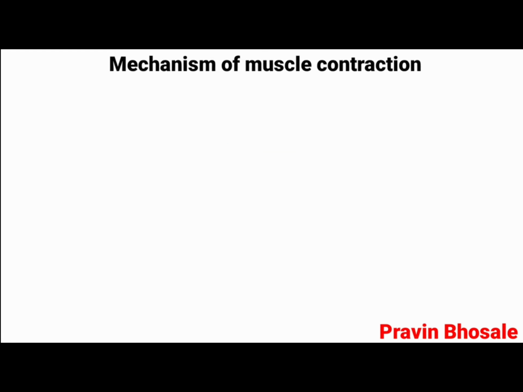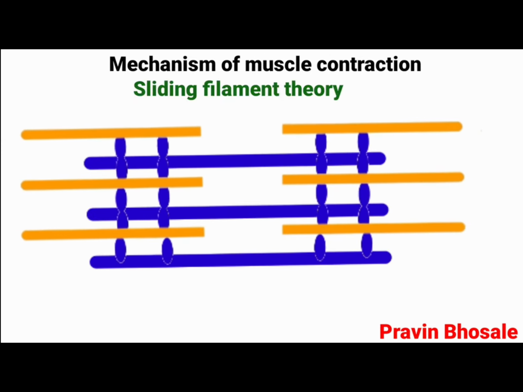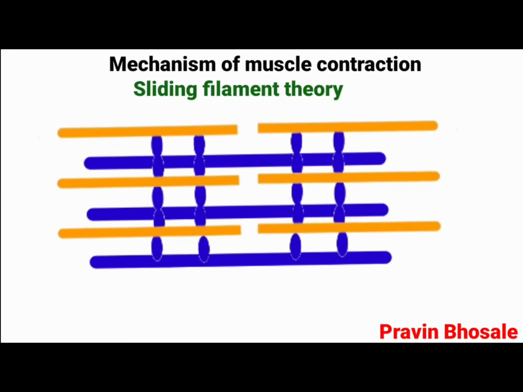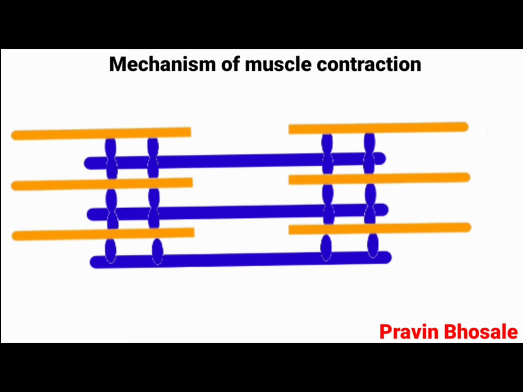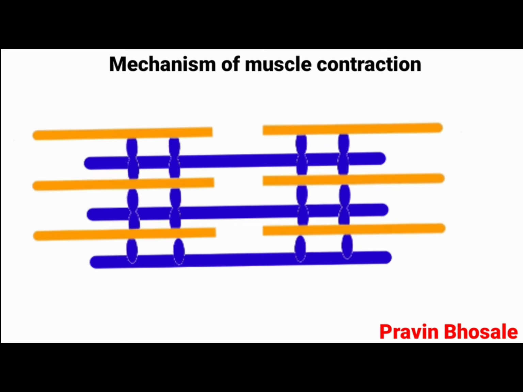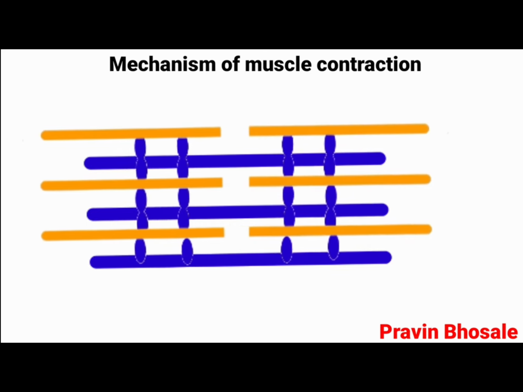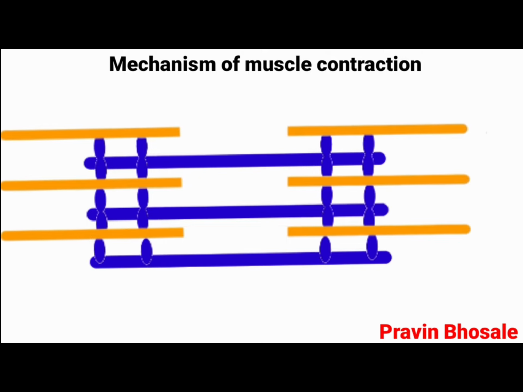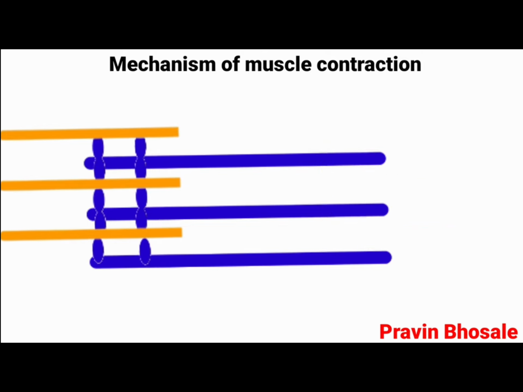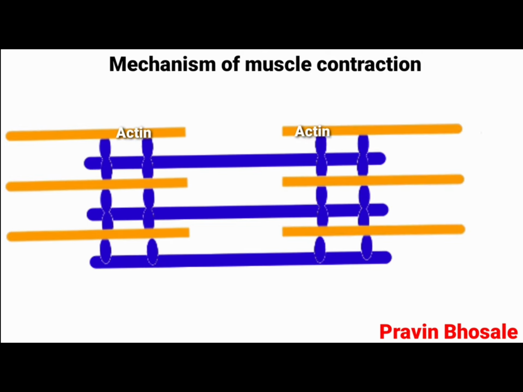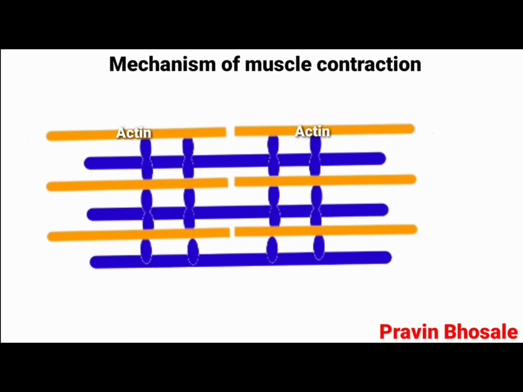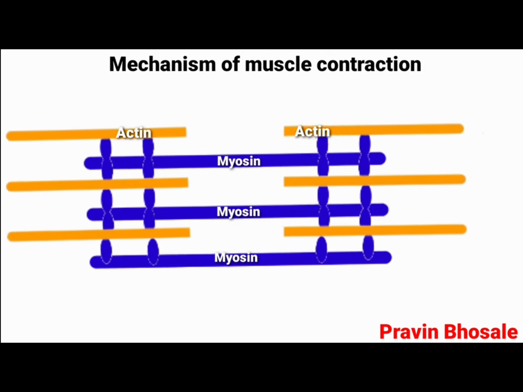Now let's see the mechanism of muscle contraction. It is explained by the sliding filament theory, which states that contraction of a muscle fiber takes place by sliding of the thin filament over the thick filament. So you can see here that the actin slides over the myosin.